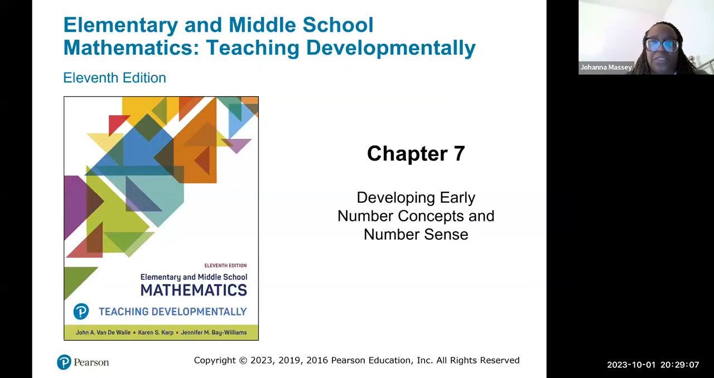Amistad does an excellent job at this topic, and I'm just gonna go ahead and get you started so that you'll have some type of background knowledge before you go to Amistad training in November. And this time they're gonna come to us, so I'm excited. So this is chapter 7, developing early number concepts and number sense. A very important chapter for developing number sense with your students. And so let's get started on this.